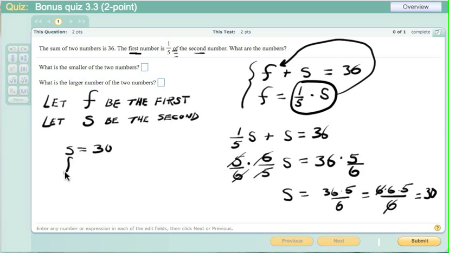And so we still need to find out what the first is. And so I could use either one of these equations. This is easier, I think. If I just simply overwrite here, s is 30, what does f have to be? And I think you agree with me, it has to be 6. So f is equal to 6. And notice the sum of the two numbers is in fact 36. And 6 is in fact 1/5 of 30. And so here is our answer right here. The smaller is going to be 6, and the larger is going to be 30.